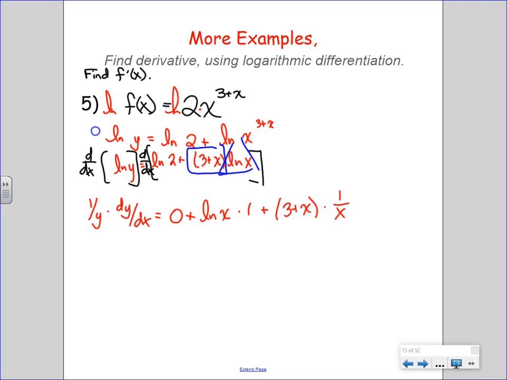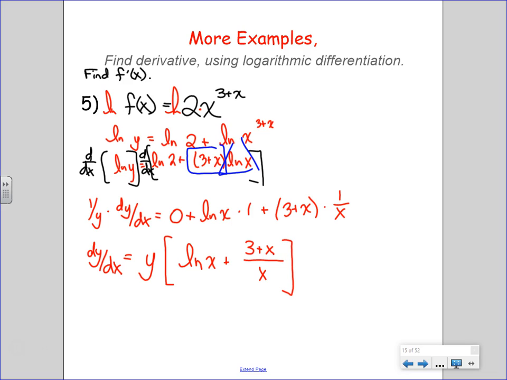Look at you guys. It hasn't even been a month that you've known your derivatives, and you're rocking it. Last but not least, dy/dx is equal to, why am I going to put a y first thing? So I don't forget to multiply the y, another common mistake. People are so focused on the right-hand side, they totally forget the left. And we end up with ln of x plus (3 plus x) over x.